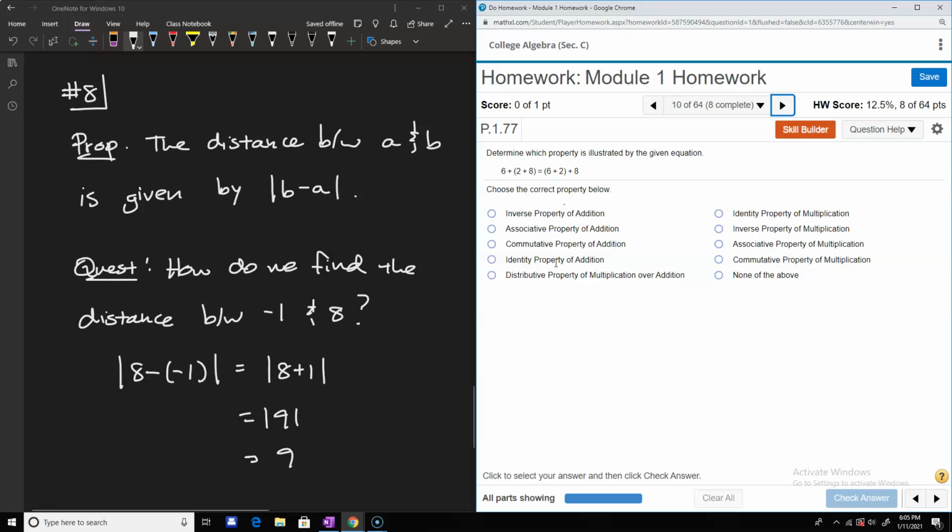Identity property of addition would be adding 0. A plus 0 is A. Commutative property of addition just says A plus B is the same as B plus A. Inverse property of addition would say A minus A is 0. Associative is what we're looking at here, which tells us if we use parentheses in a different manner where everything is added, we're still going to have the same result. So this is associativity of addition.